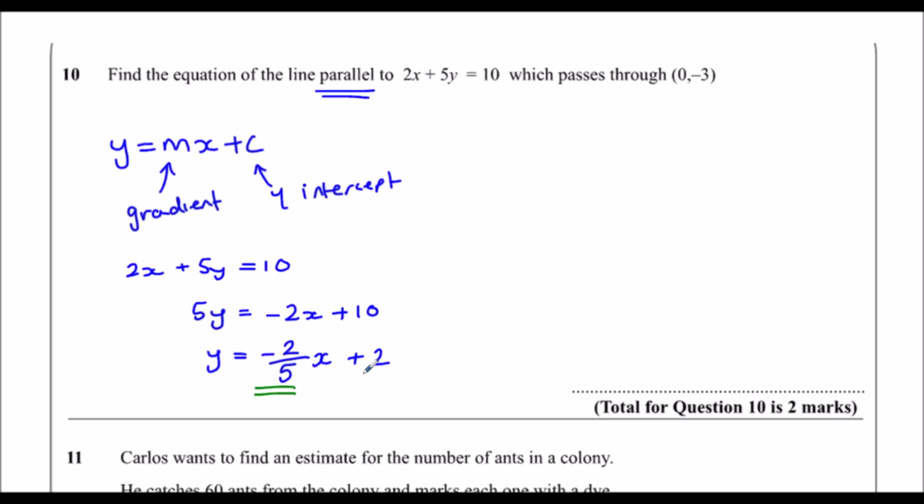Its gradient is negative 2 fifths. So that's going to be the gradient for our answer. And the y-intercept, well, that was given to us up here. So it goes through 0, negative 3. So 0, negative 3 is going to be where it crosses the y-axis. So negative 3 is going to be the y-intercept. So the line has the equation y equals minus 2 fifths x minus 3. A gradient of minus 2 fifths, the same as the parallel line, since parallel lines have got the same gradient, and a y-intercept of negative 3.